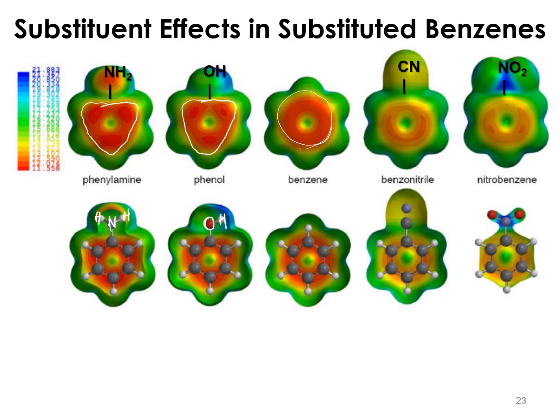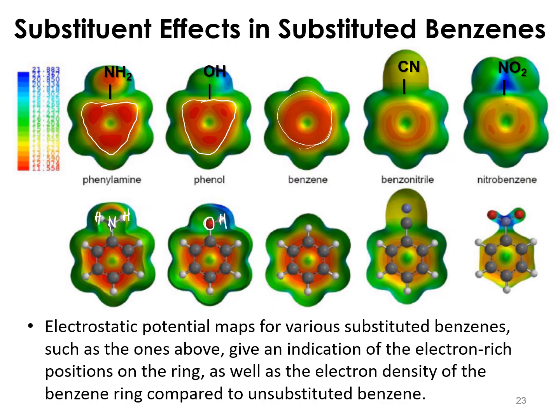So all this can be done using computational chemistry to show the substituent effects on benzene. Such electrostatic potential maps for various substituted benzenes indicate the electron-rich positions on the ring, as well as the electron density of the benzene ring compared to unsubstituted benzene.